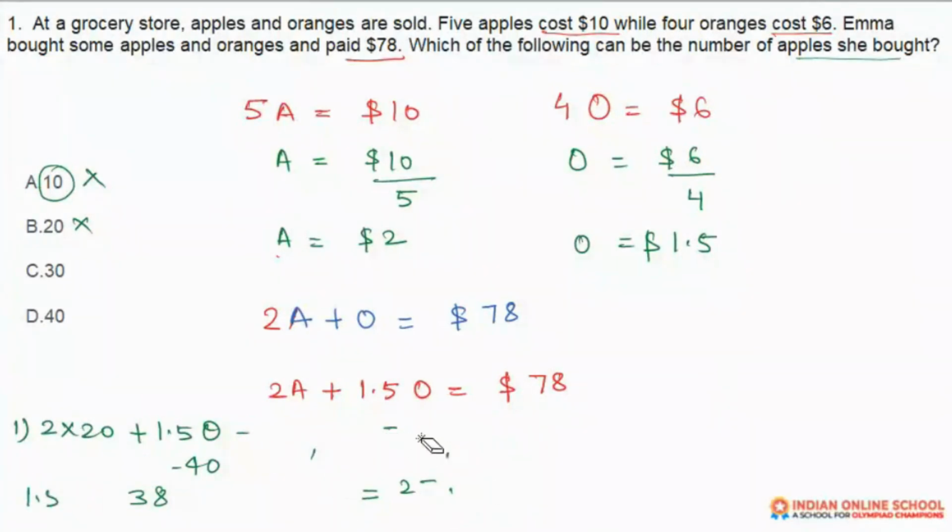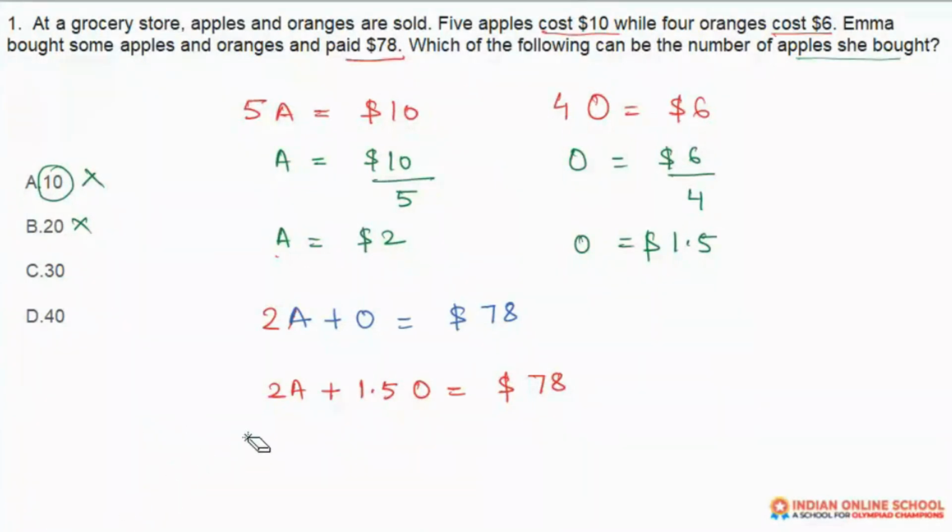So let's go with 30 and check whether with 30 we are getting a whole number or not. Okay. So if we take 30 as the number of apples in option 3, we will be getting 2 times 30 plus 1.5 oranges gives us 78 rupees in total. Okay, and 2 times 30 gives us 60 only.